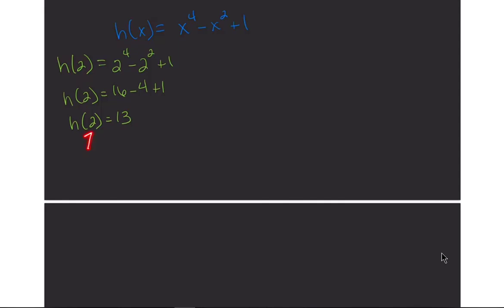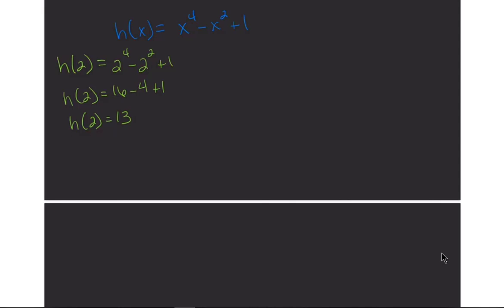So now you know your input, or your x value, or your domain, is 2. And then you're going to know your y value, or your output, or your range. And technically you know what point to graph, right? If you were to graph it, you would be graphing the point (2, 13). Okay.